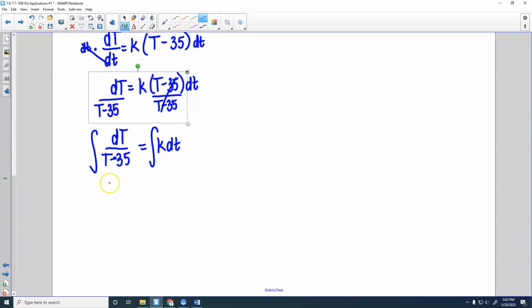So when I integrate here, what do I get? Technically, there's a u du right here. But what's the u? It's T minus 35. What's the derivative of T minus 35?